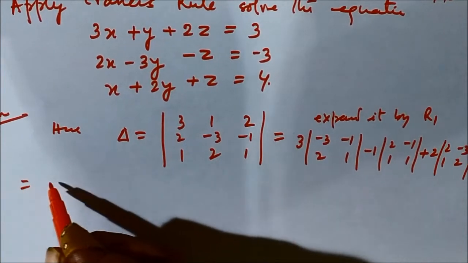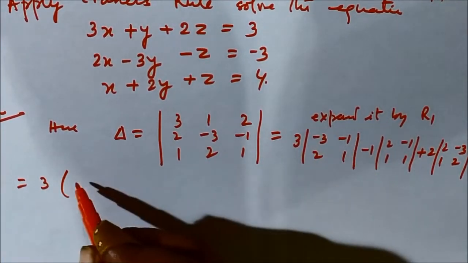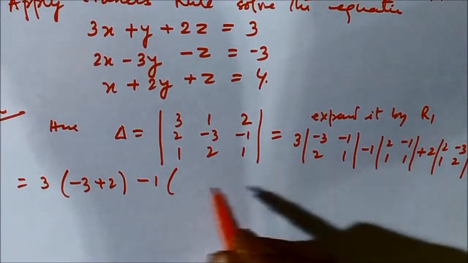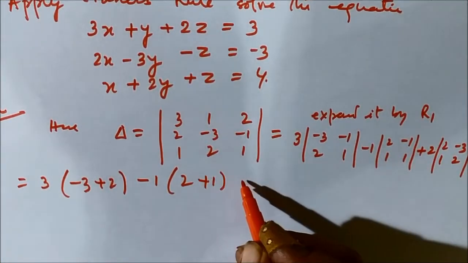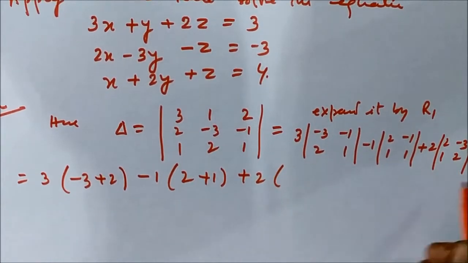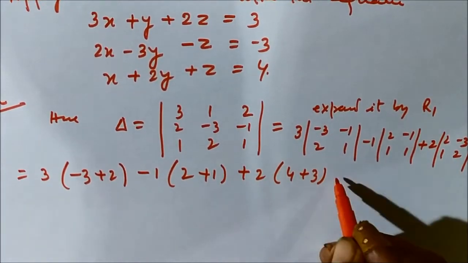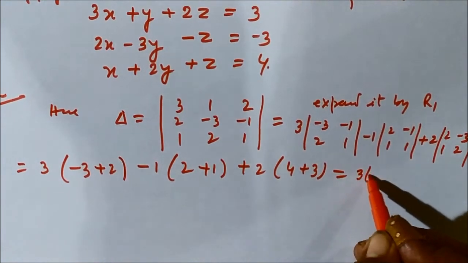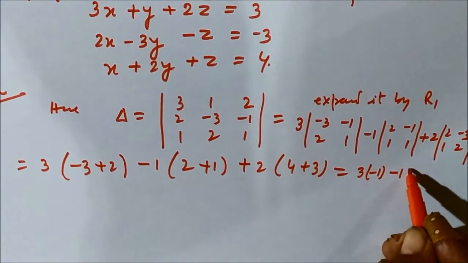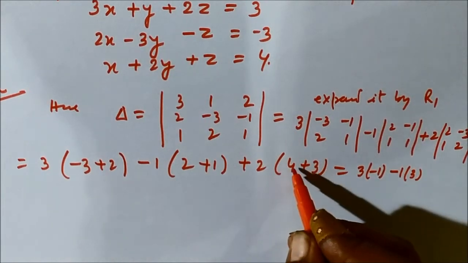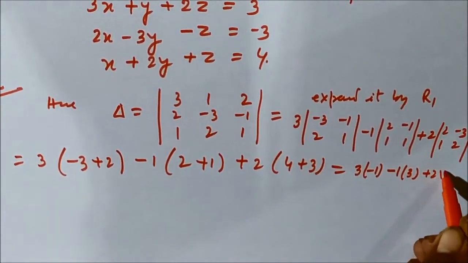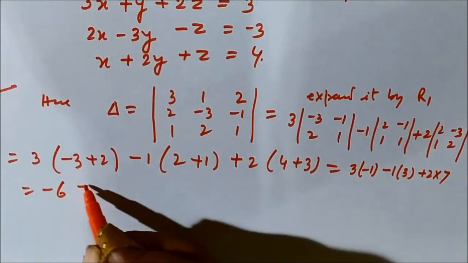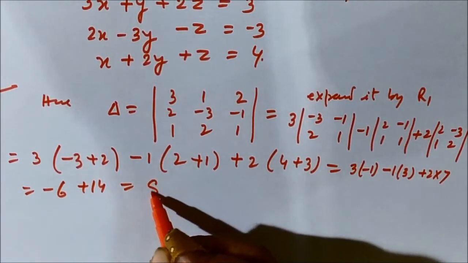This equals 3(-3 + 2) - 1(2 + 1) + 2(4 + 3), that is 3 into -1, minus 3, plus 2 into 7, which gives -3 - 3 + 14 = 8.